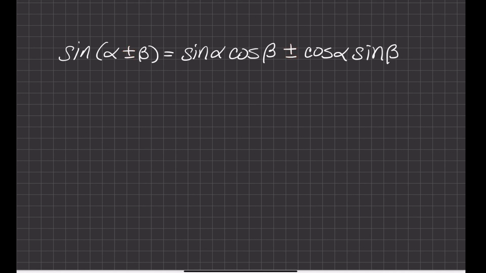the sine of the first times the cosine of the second, and then we're going to keep that plus sign, cosine of the first, sine of the second. And if you have a minus sign between these angles, then we're going to have a minus in between these 2 terms. So we're going to be subtracting those 2 terms.